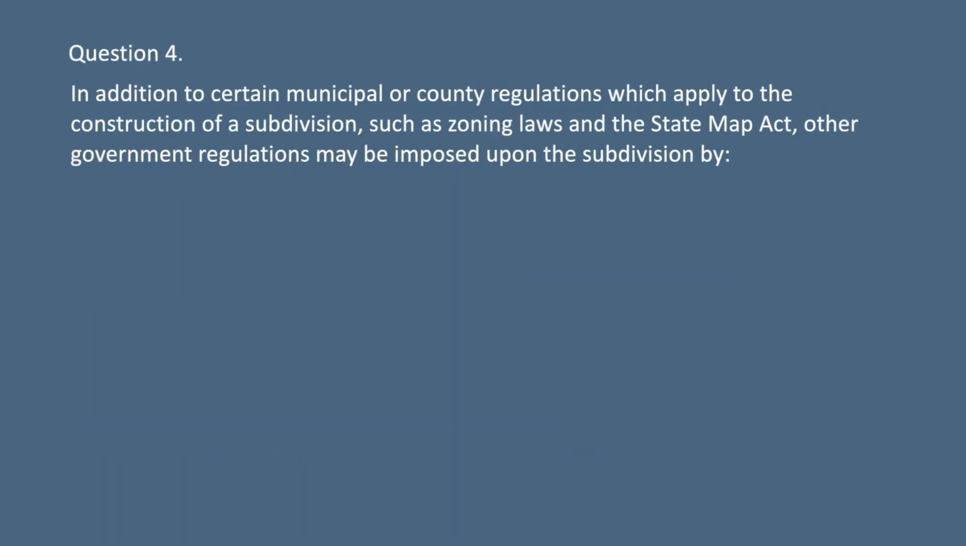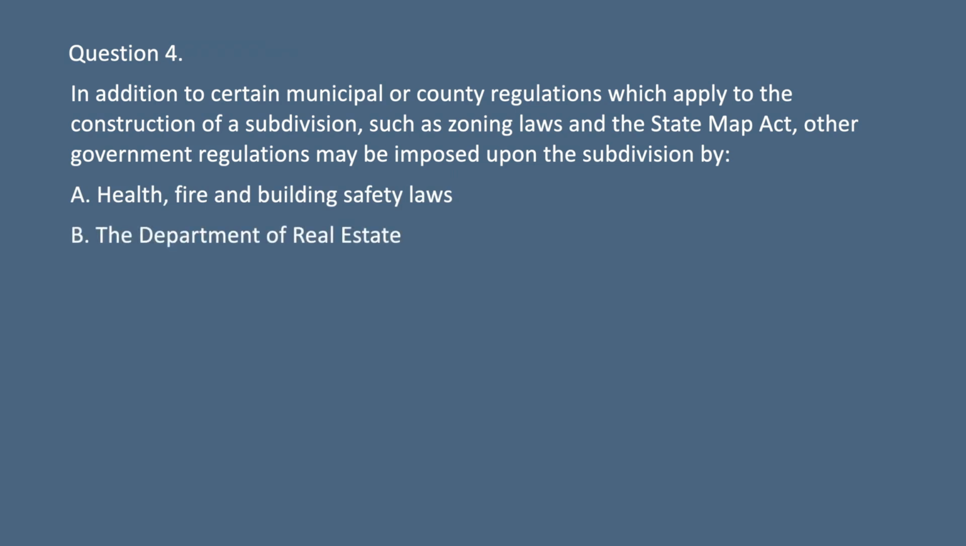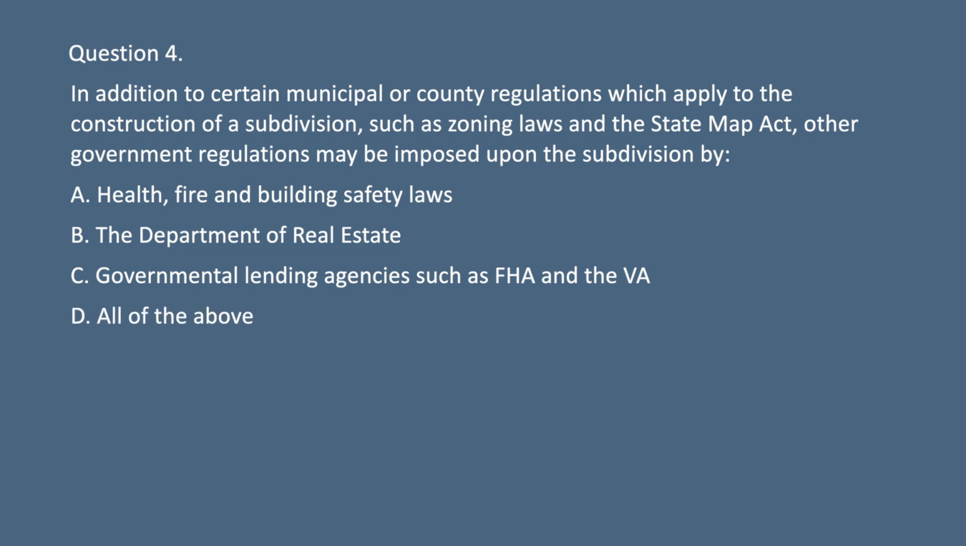Question 4. In addition to certain municipal or county regulations which apply to the construction of a subdivision, such as zoning laws and the State Map Act, other government regulations may be imposed upon the subdivision by A. Fire and building safety laws. B. The Department of Real Estate. C. Governmental lending agencies such as FHA and the VA. D. All of the above.